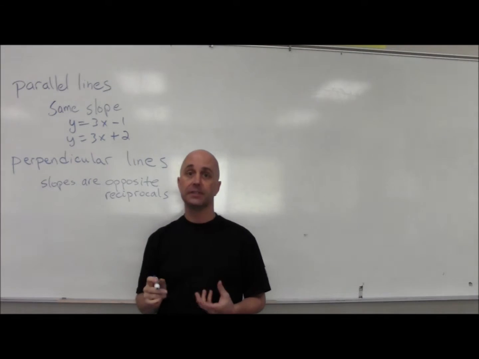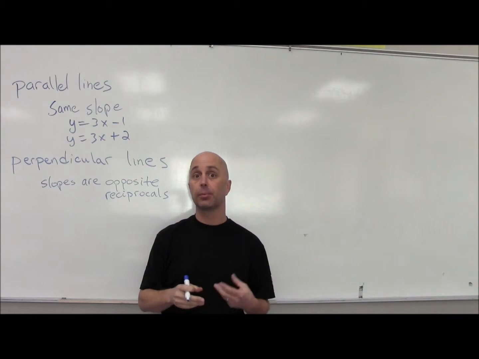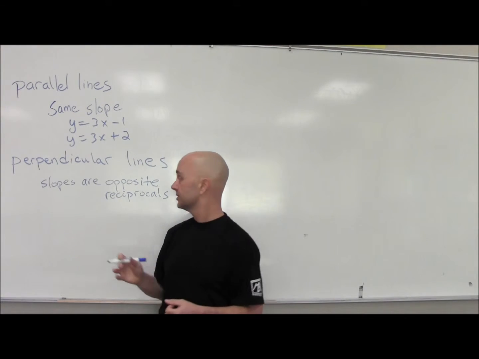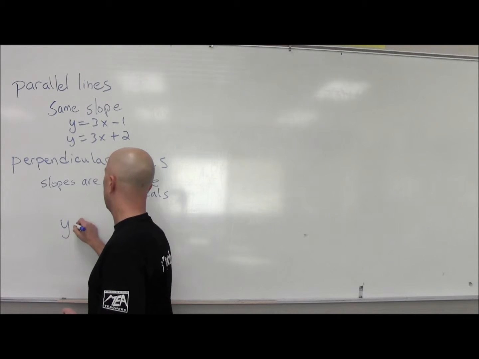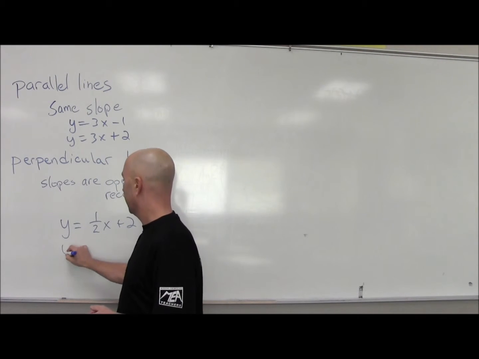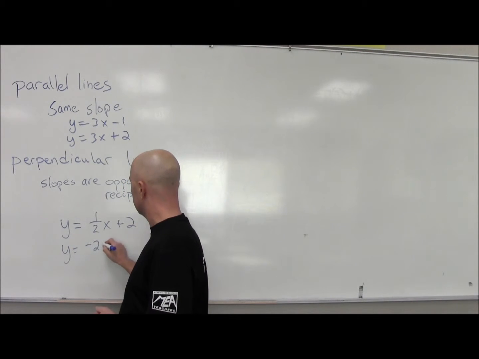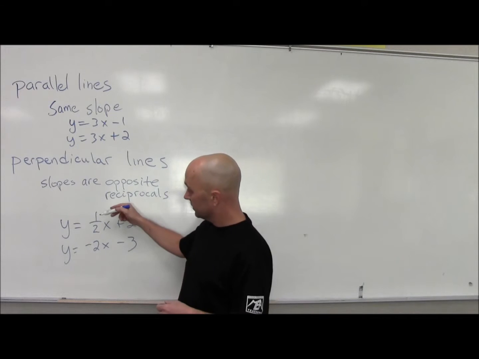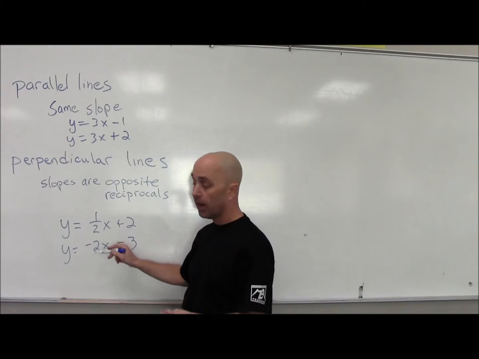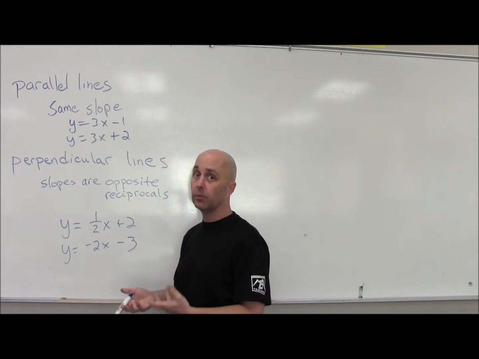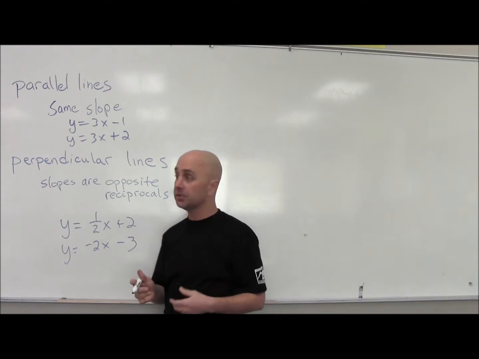Another way to say that is their slopes multiply to make a product of -1. So an example of lines that have perpendicular slopes would be y equals 1/2 x plus 2 and y equals -2x minus 3, for example. See, the slopes are opposite reciprocals. They're opposite signs. One's positive and one's negative, and they're reciprocals or turned upside down of each other.